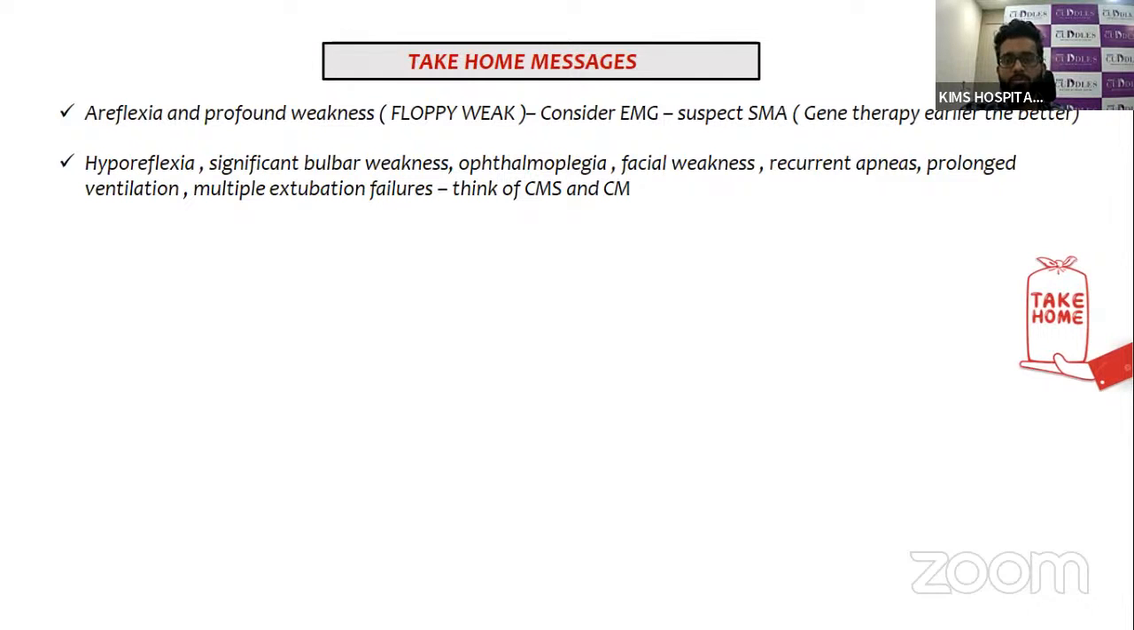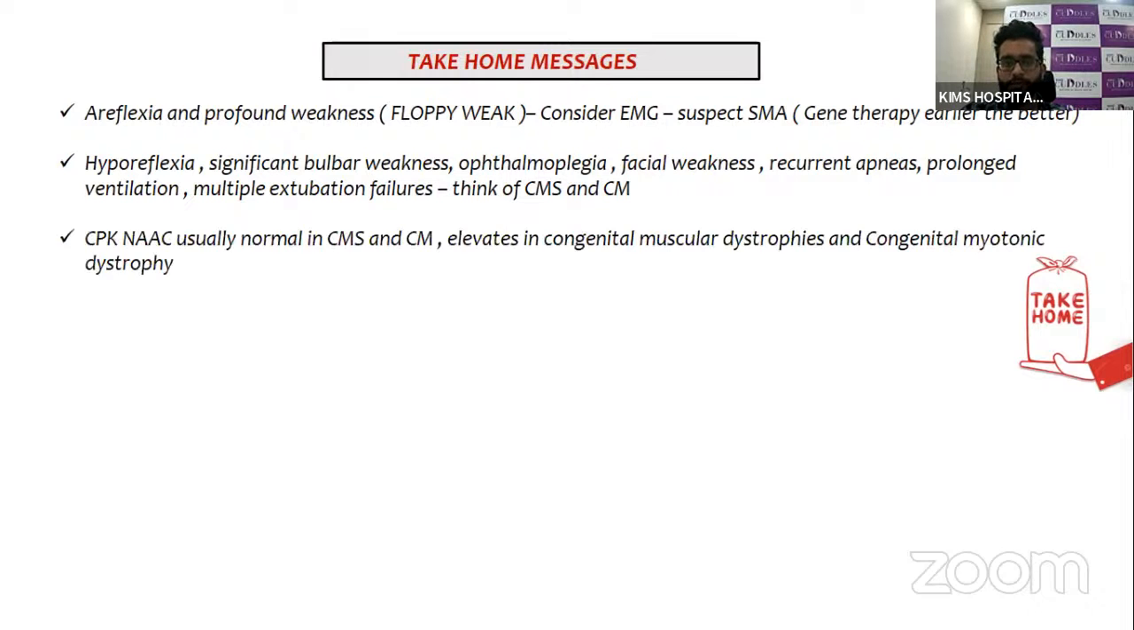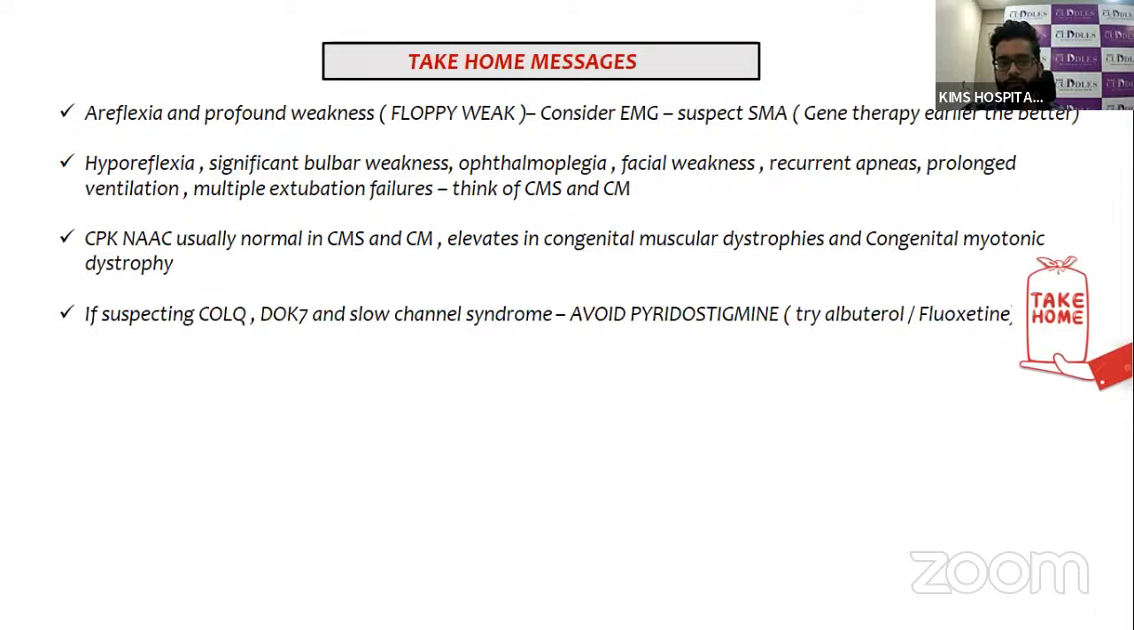Hyporeflexia, significant bulbar weakness, ophthalmoparesis, facial weakness, recurrent apneas, multiple extubation failures, prolonged ventilation: think of CMS and congenital myopathies. CPK, that is creatine kinase, is usually normal in CMS and congenital myopathy, whereas it's elevated in congenital muscular dystrophies and congenital myotonic dystrophy. As I mentioned, amongst the CMS, COLQ, DOK7, and slow channel syndrome are the three syndromes which pyridostigmine can actually exaggerate. So avoid pyridostigmine in these conditions. You can try other drugs in these, like salbutamol. Apart from these three conditions, in other CMSs you can give a trial of pyridostigmine.